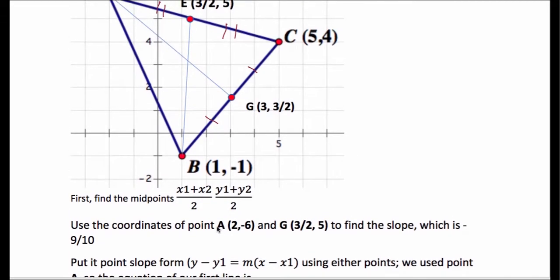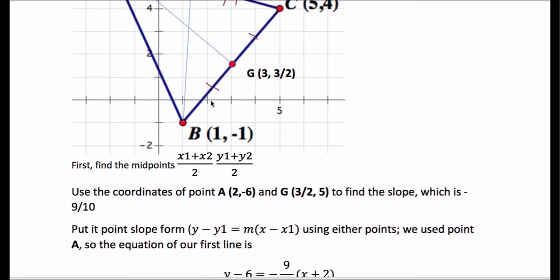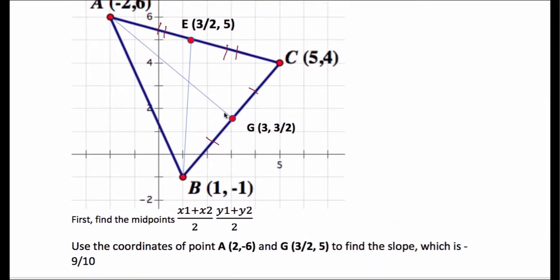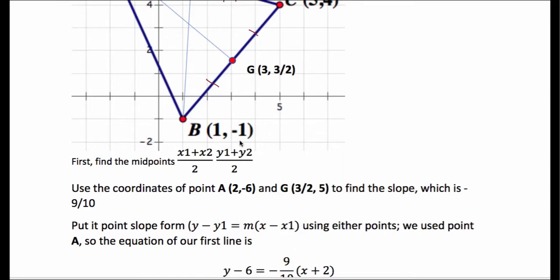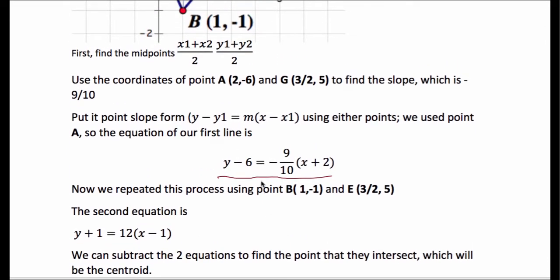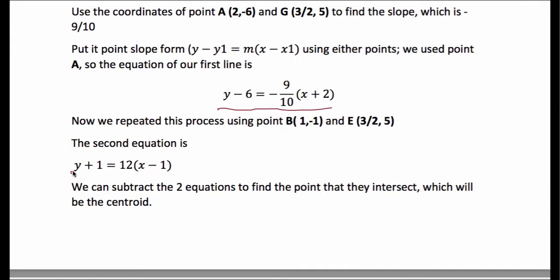Now we use the coordinates of point A, which is 2, negative 6, and point G, which we just found and is the midpoint, to find the slope of this line, which is going to be negative 9 over 10. Now we put it in point slope form using either point A or point G. We used point A. So the equation of our first line is y minus 6 equals negative 9/10 times x plus 2. We repeat this process using point B and point E to find the point slope equation of this line, and that's going to be y plus 1 equals 12 times x minus 1.